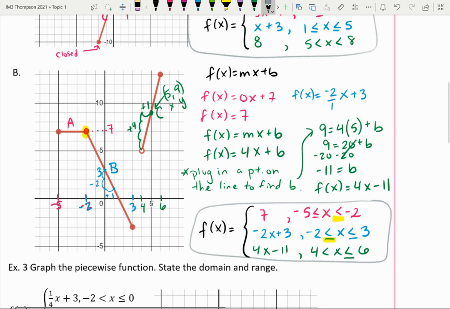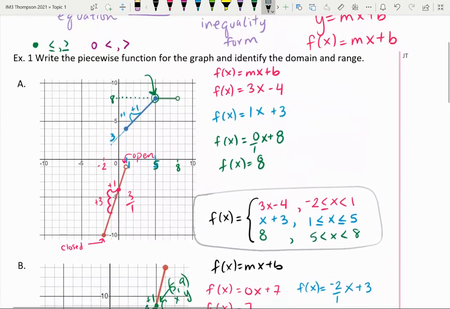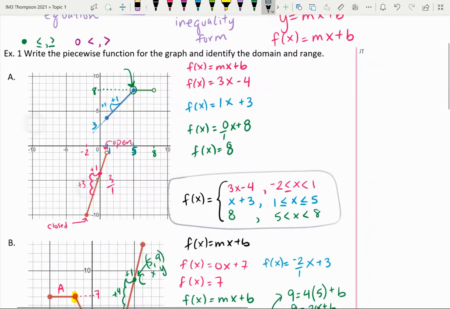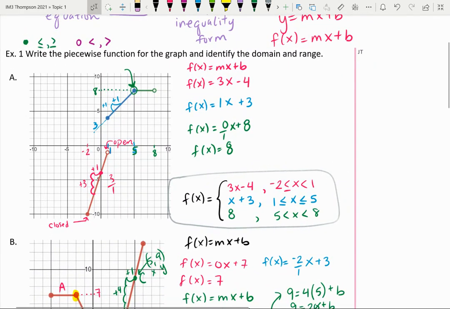All right. This problem also asked me to talk about domain and range. I'm not going to do it for A and B, but let's go through and talk about it for A. So I'm going to go back to A. We've got a little bit more room up here. And let's talk about the domain and range. So the domain: what are all the possible x values for this function? When I'm talking about the function, I'm talking about all of the pieces combined.